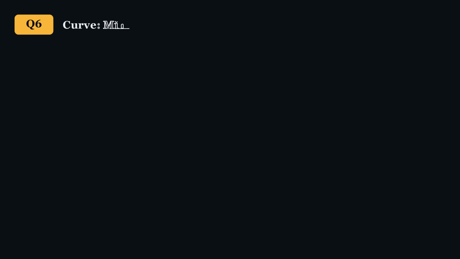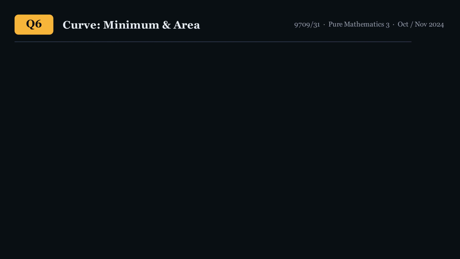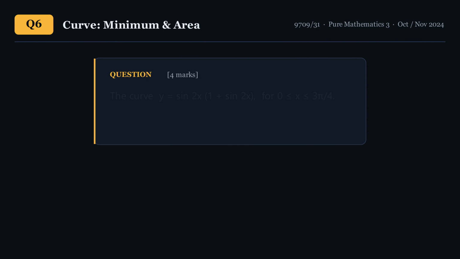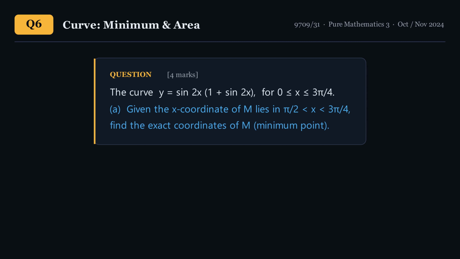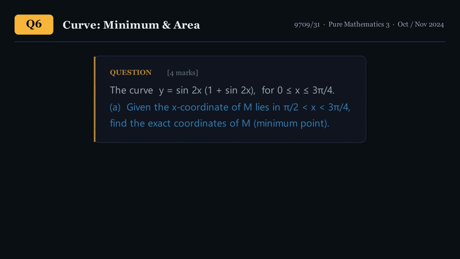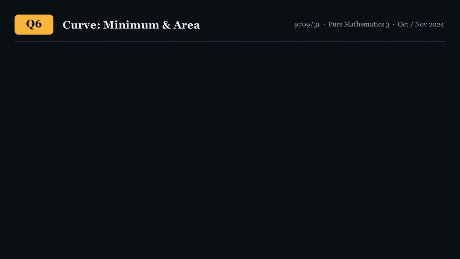Question 6. Curve minimum and area. The curve y equals sin 2x times 1 plus sin 2x, for x from 0 to 3 pi over 4. Part A. Given the x-coordinate of M lies between pi over 2 and 3 pi over 4, find the exact coordinates of M, the minimum point. Now let's work through the solution step by step.